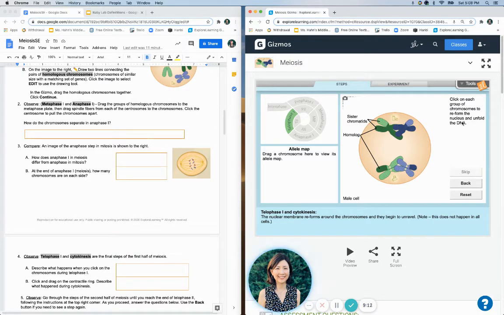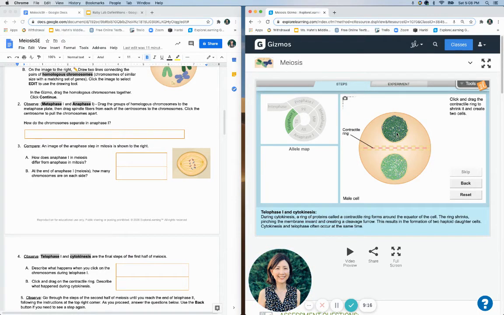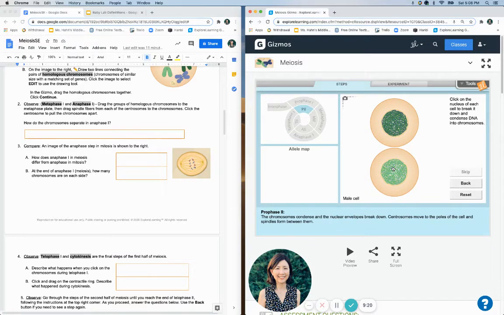Okay, and then we're gonna click on these to reform the nucleus. Then I'm gonna click on this to divide them. All right, so we went through metaphase, anaphase, telophase, and now we're at prophase. So we have to do it again. Remember, in meiosis, it goes through cell division twice because we need to end up with half the number of chromosomes.